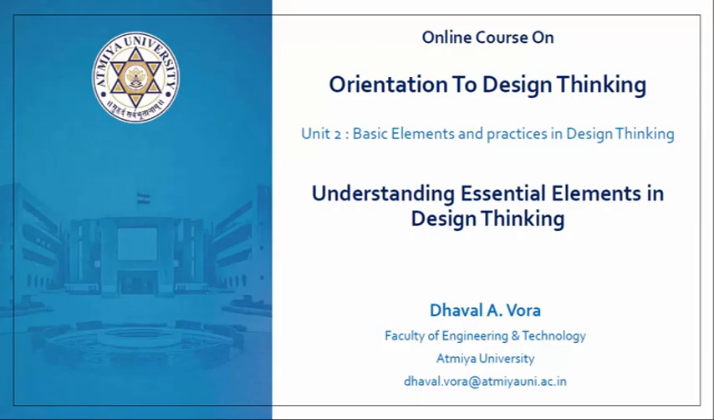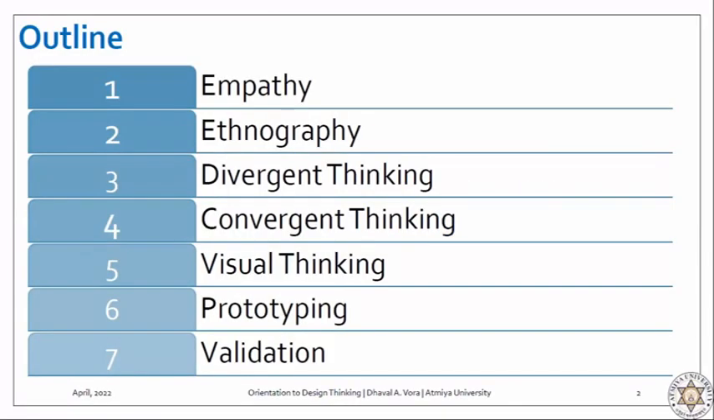As you can see, we are going to understand the orientation to design thinking and the basic elements and practices in design thinking. So, in that particular unit, let us talk about understanding essential elements in design thinking. This is the outline. We'll start with empathy and then we'll go towards ethnography, divergent thinking, convergent thinking, visual thinking, prototyping, and finally, validation.